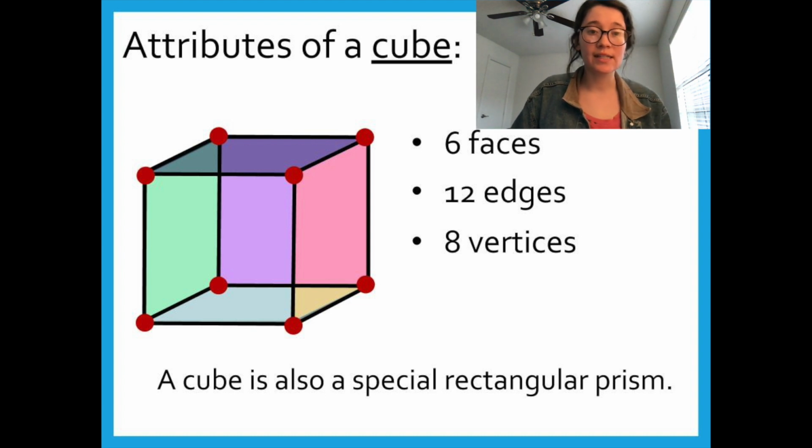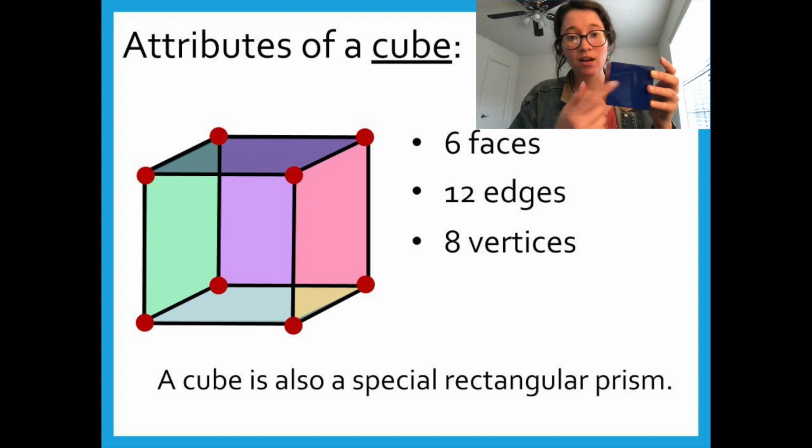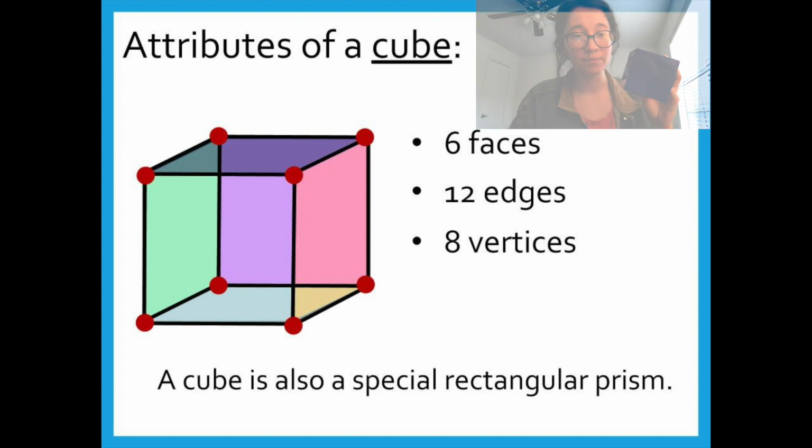Now, a cube is very similar to a rectangular prism in that it has 6 faces, 12 edges, and 8 vertices, just like a rectangular prism. The difference about a cube is that all of the faces are the same size. Now, a cube can also be known or called a special rectangular prism.